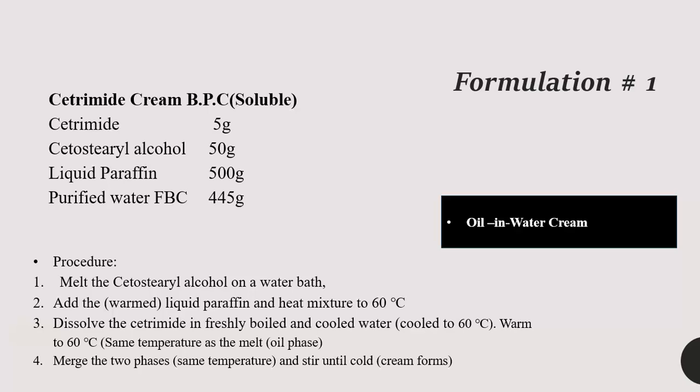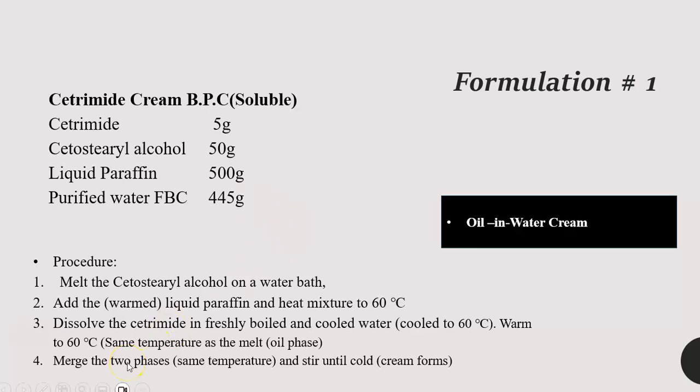Now, reserve some of the hot water to rinse the beaker to make sure that when you transfer the dissolved cetrimide into the melt, the crucible containing the cetosterol alcohol and liquid paraffin, you recover all the cetrimide, that nothing stays back. So for the water, reserve some for the dissolving of the cetrimide and for the rinsing of the beaker that was carrying the cetrimide.